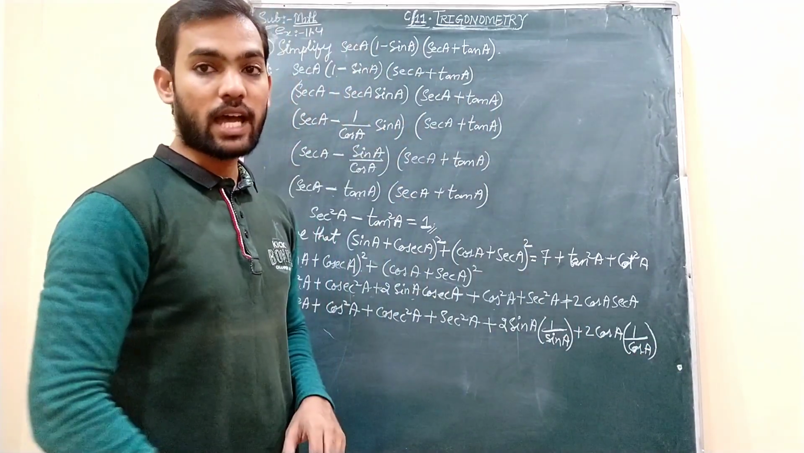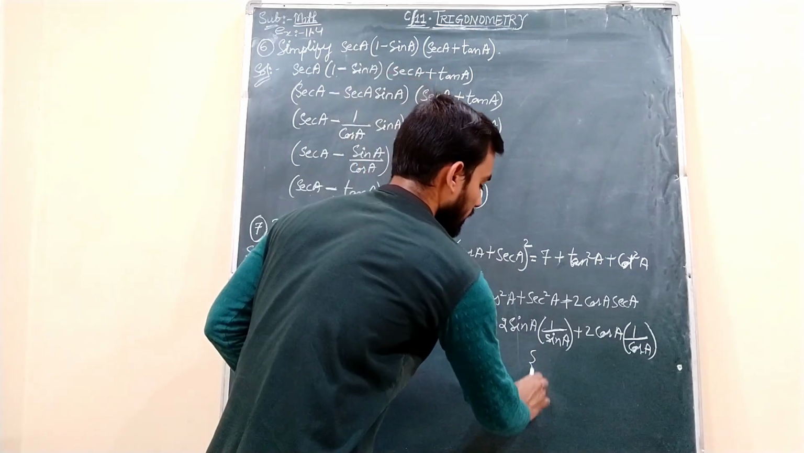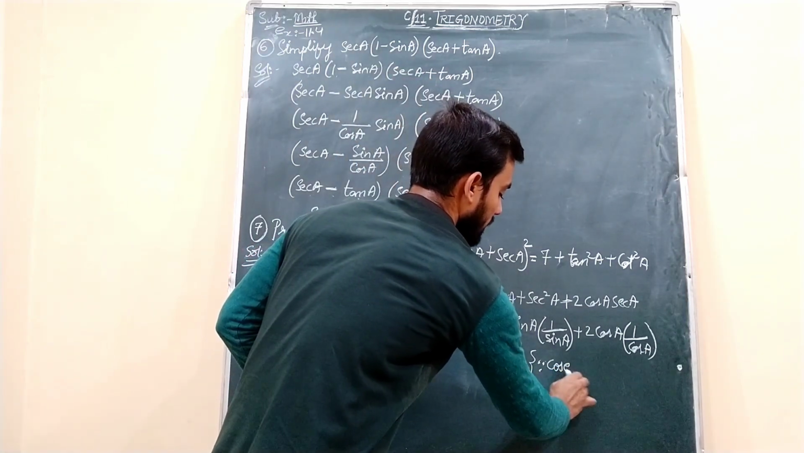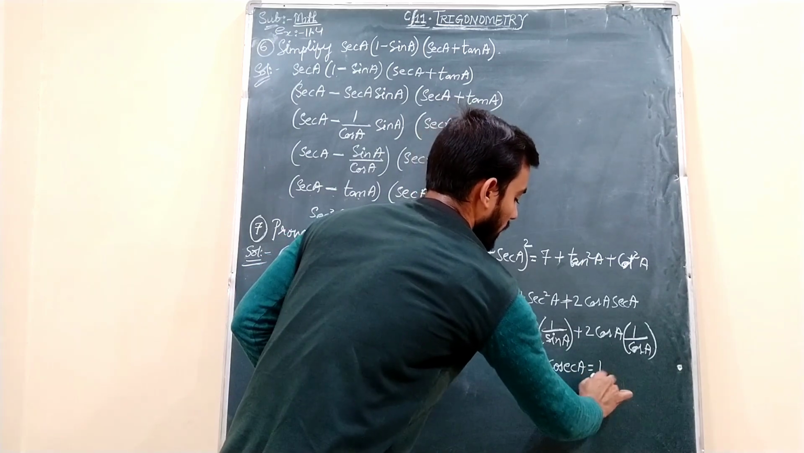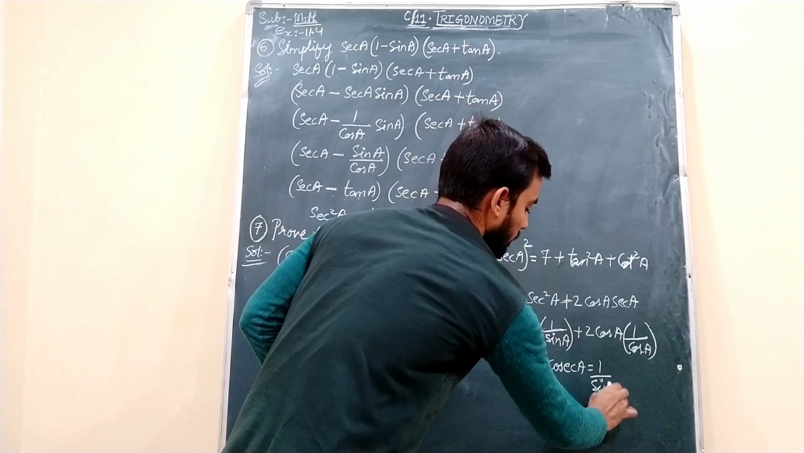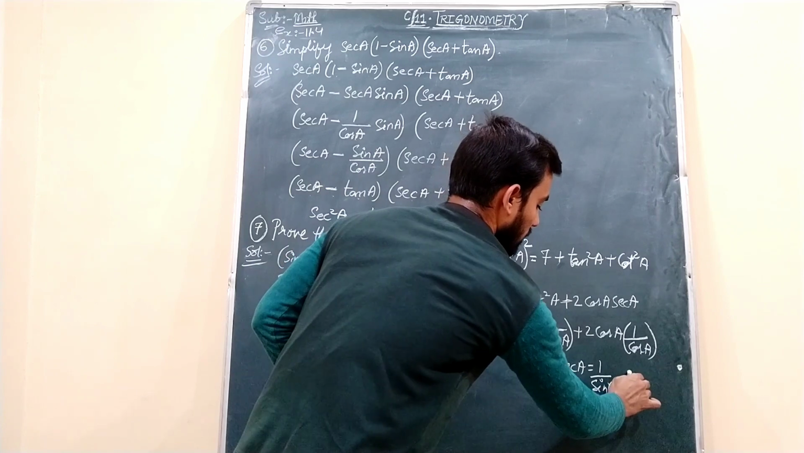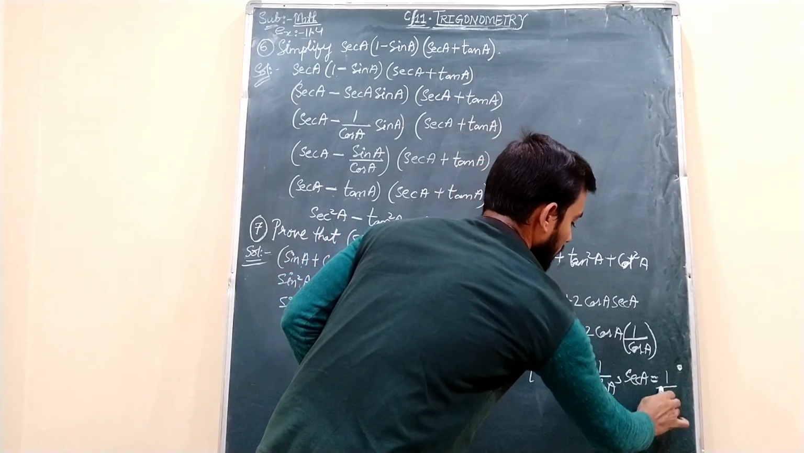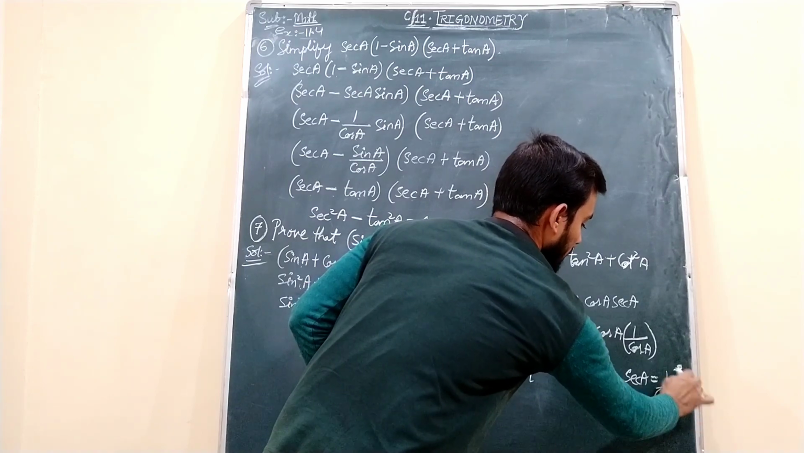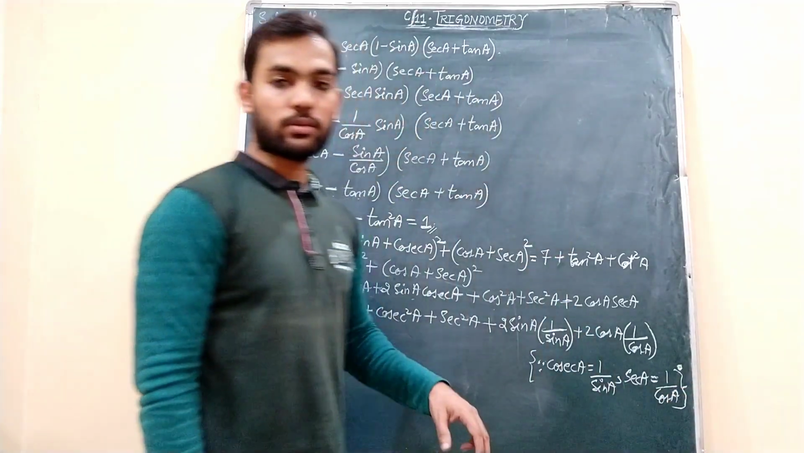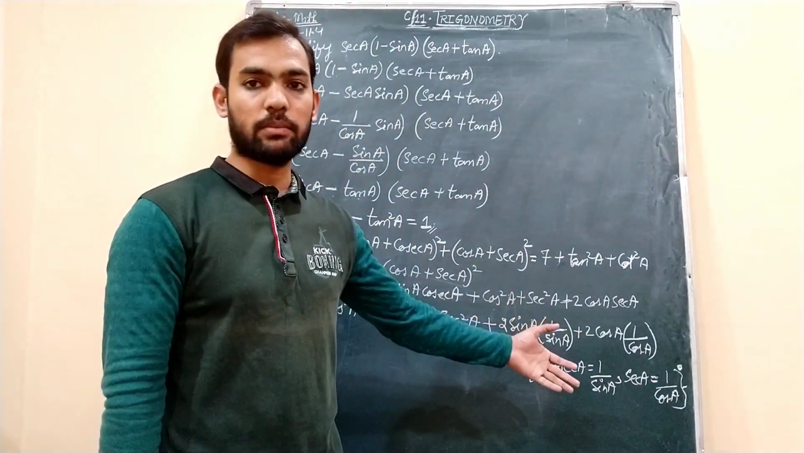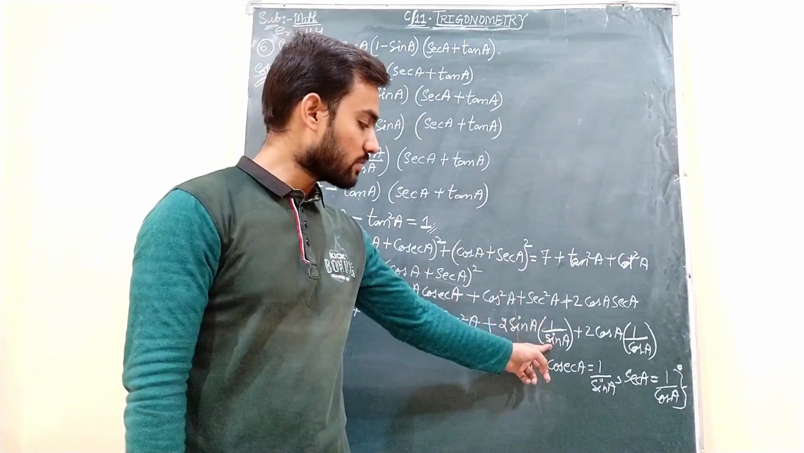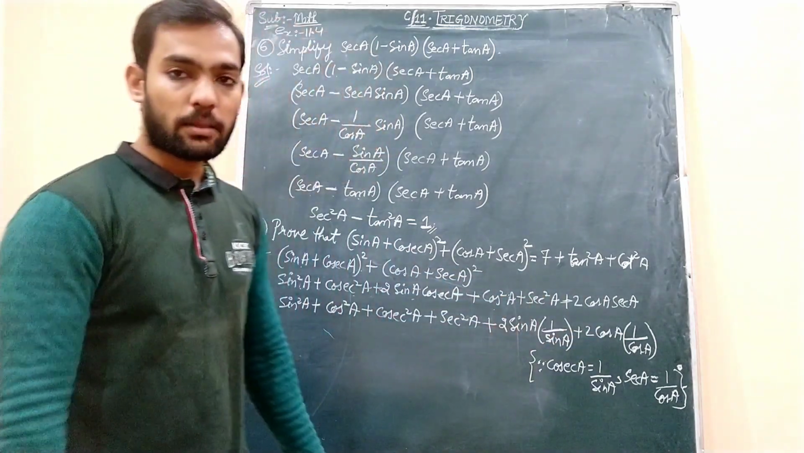Okay students, we have two formulas: cosecant A is 1 by sine A, and secant A is 1 by cos A. Those two formulas are multiplicative inverses that we have written. So as per that, cosecant A became 1 by sine A and secant A became 1 by cos A.